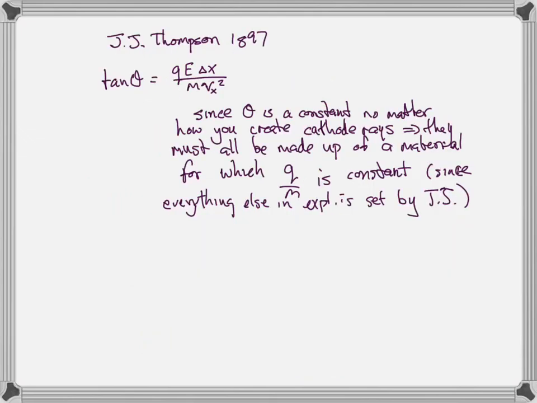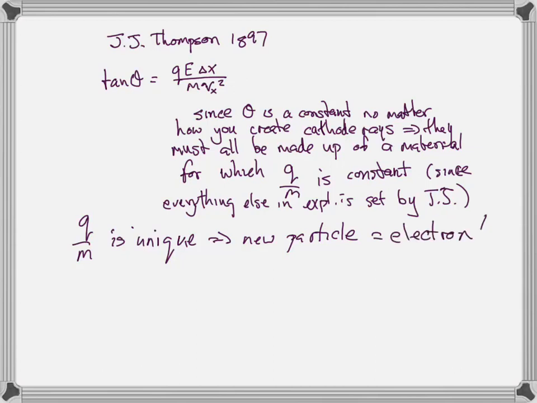Okay, so this is the conclusion I just tried to talk about. We have now discovered something that has a charge to mass ratio of Q over M. And JJ was able to measure that charge to mass ratio. That charge to mass ratio was nothing like anything that had been measured before. It was very different than anything measured before. Therefore, it's a new particle, which is the electron. Okay, so we've discovered a new particle.